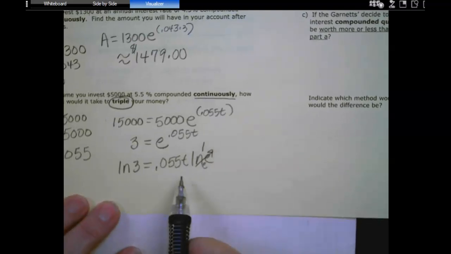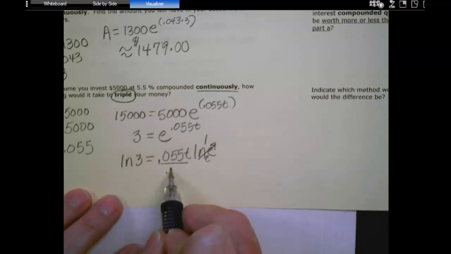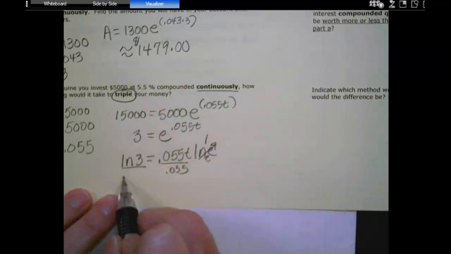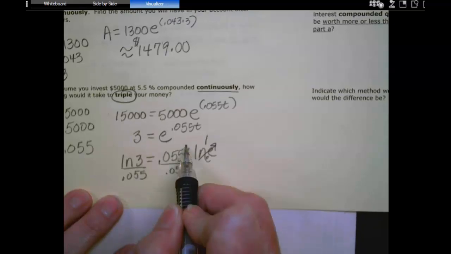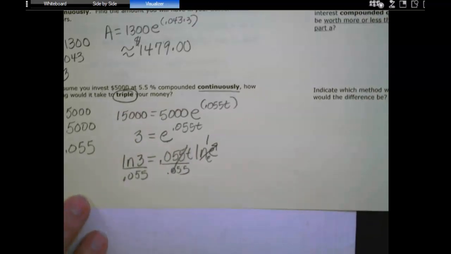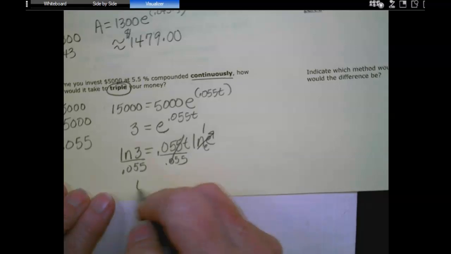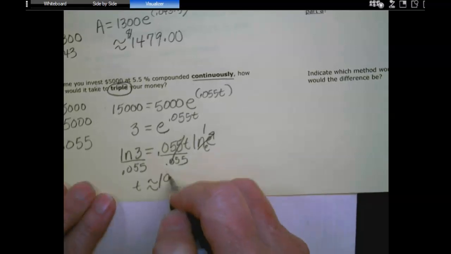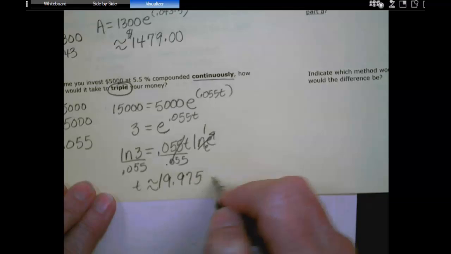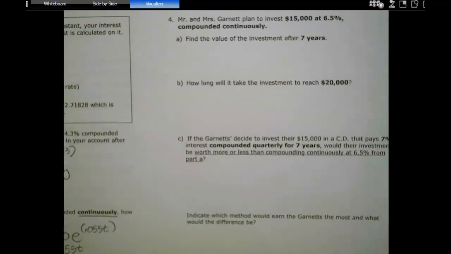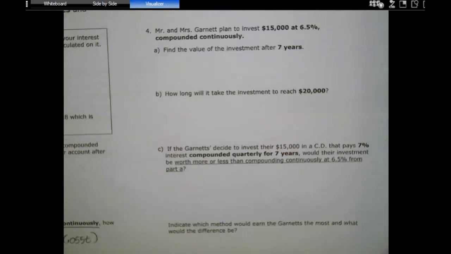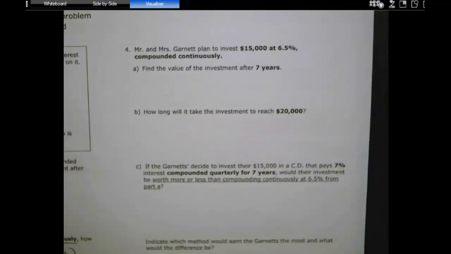So how do I solve for the t? Divide by 0.055. So take the ln of 3 divided by 0.055, and I got 19.975 years. So then t is 19.975 years. About.